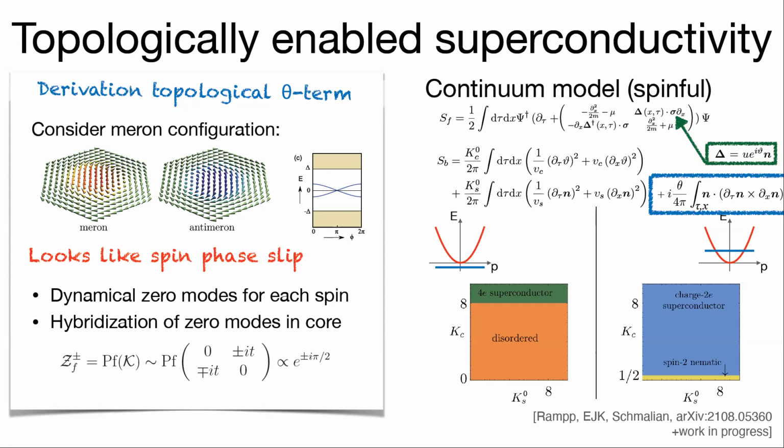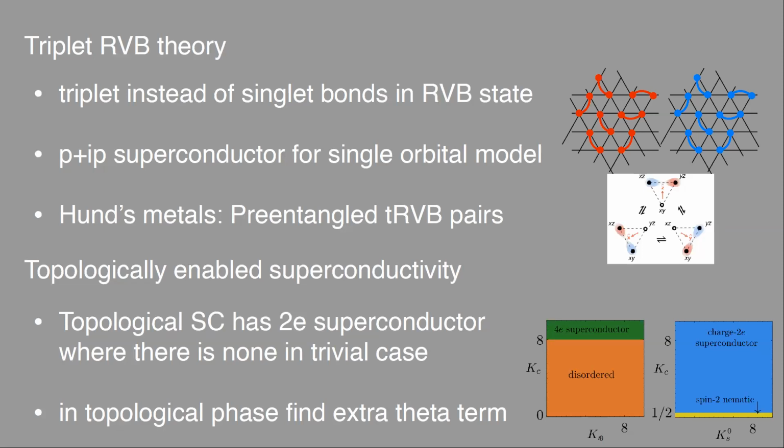Okay, so this is concluding the talk. I discussed two research lines on strongly quantum fluctuating triplet superconductors. One of them is these triplet RVB states, which on the one hand give you some non-standard quantum spin liquids with triplet bonds, but then they can actually lead to triplet superconductors through entanglement, both in single-orbital and multi-orbital problems.